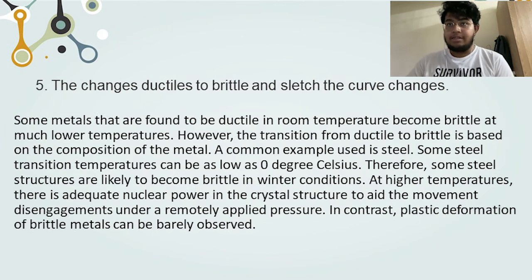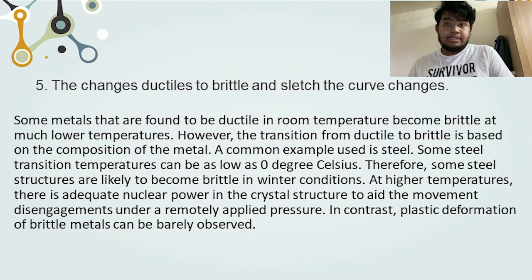Next, for number 5, some metals are found to be brittle at much lower temperatures compared to their ductile behavior at room temperature. However, the transition from ductile to brittle is based on the composition of the metal. A common example is steel. When we look at steel, transition temperatures can be as high as 0 degrees Celsius. Therefore, some steel structures are likely to become more brittle in winter conditions.